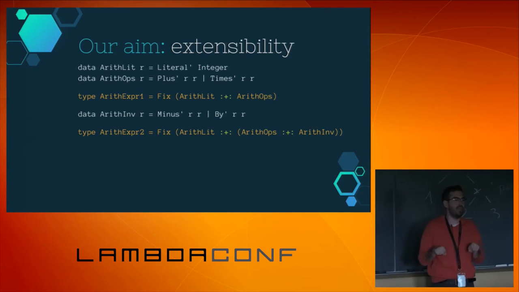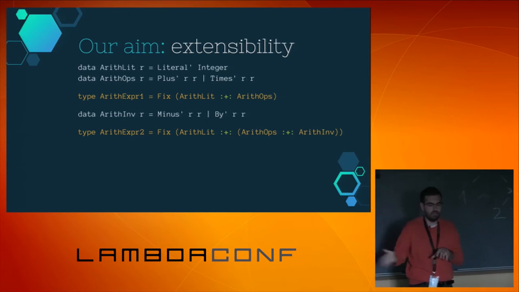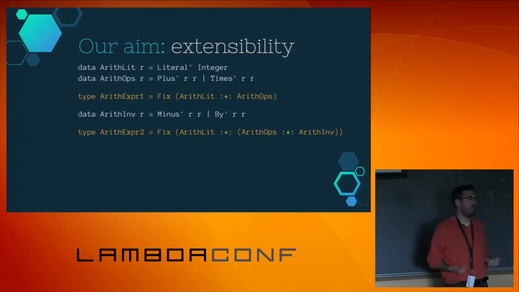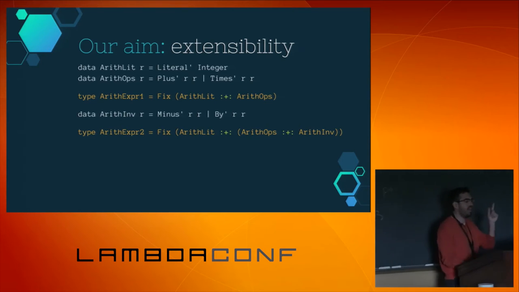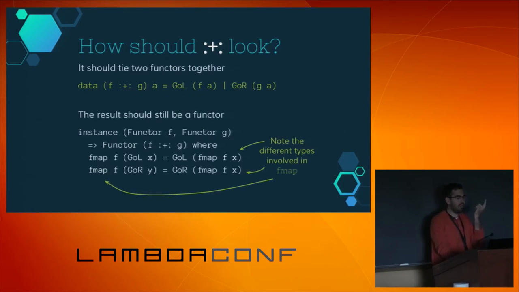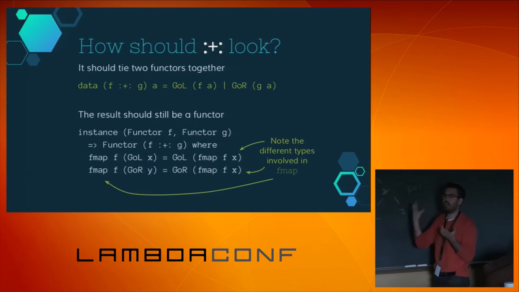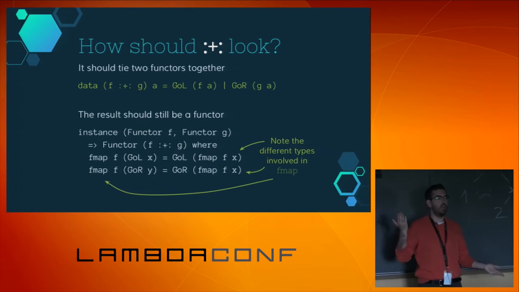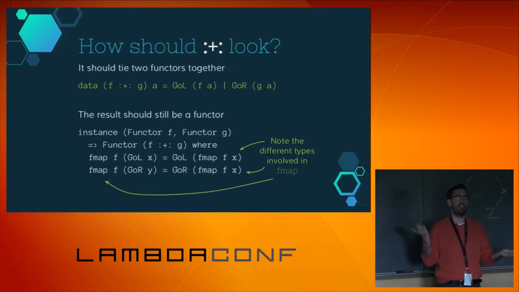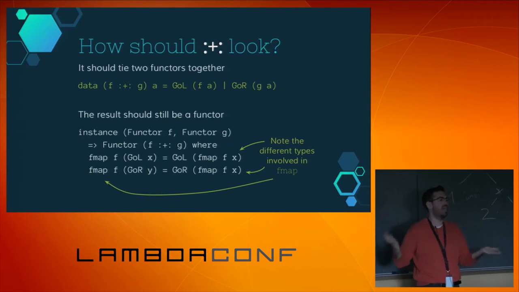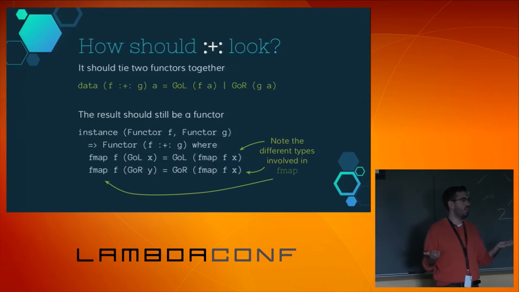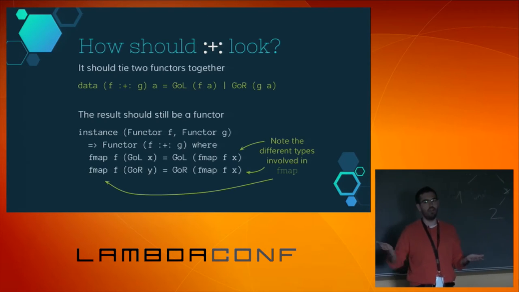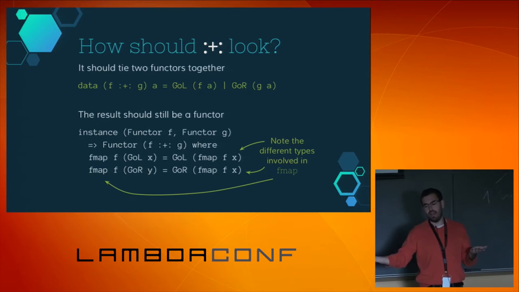At each point, we can decide, oh, wait a minute. For this thing, I need one extra constructor, so I'll put it inside. And then I will combine with plus. So can we define plus? How should plus look? So if you think about it, if you have two functors, basically what you have to tell me at each point is which of them you are using. So you can use either literals or plus and times.